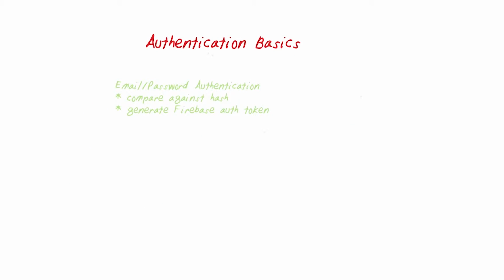For email password authentication, Firebase compares the email password against a stored hash and then generates a Firebase token. For social providers such as Google, Firebase gets an OAuth token from the provider in the authentication process and then generates a Firebase token. Let's briefly look at the user login and authentication screen in Firebase.